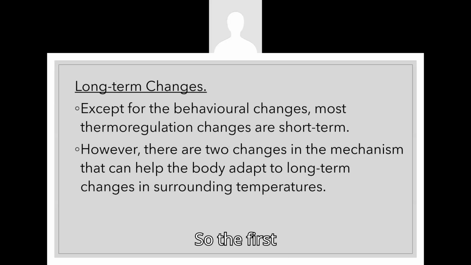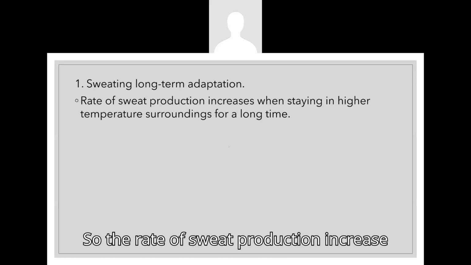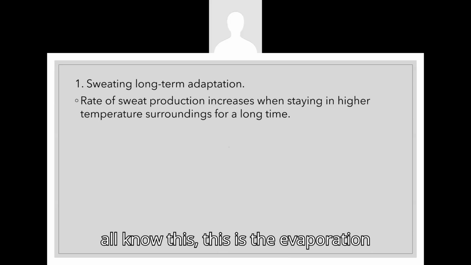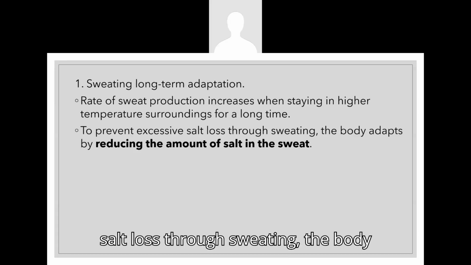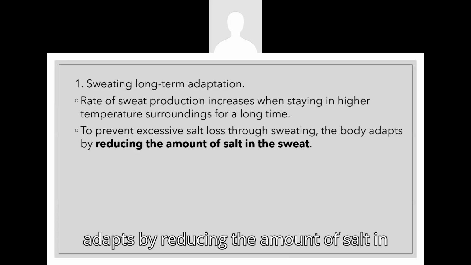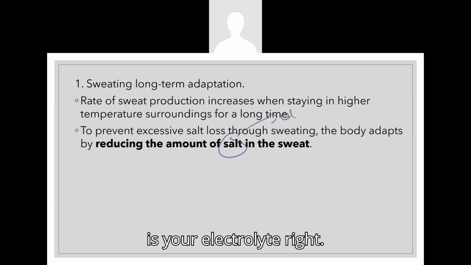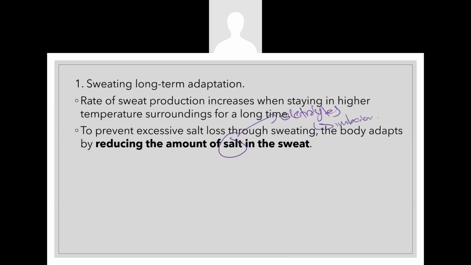So, the first one is sweating long-term adaptation. So the rate of sweat production increases when we stay in high temperature. So you all know this. This is the evaporation principle. So to prevent excessive salt loss through sweating, the body adapts by reducing the amount of salt in sweat. So salt is important because it is your electrolytes, right?